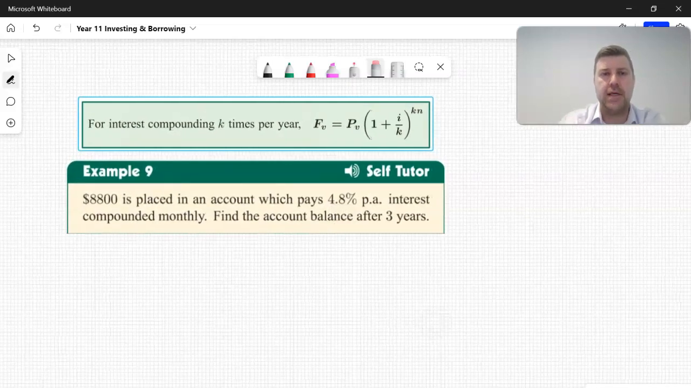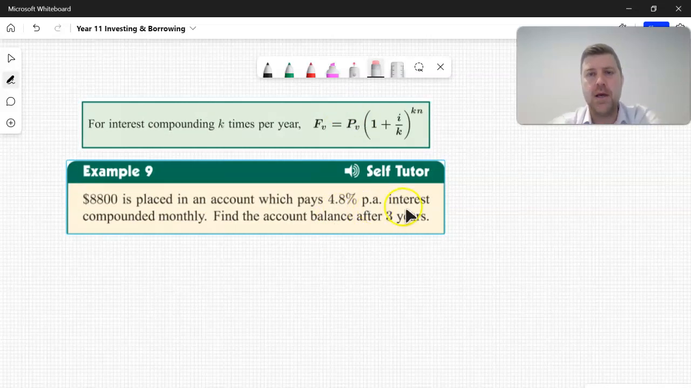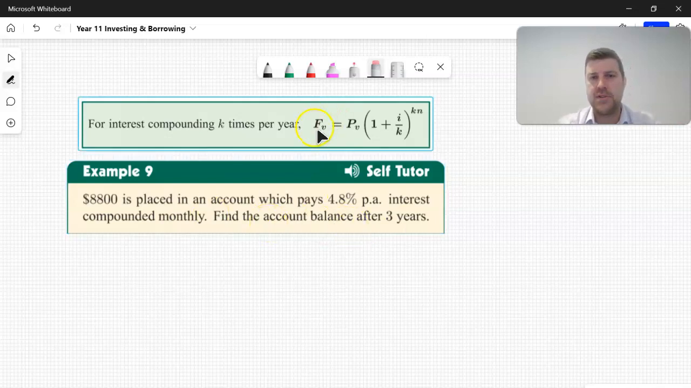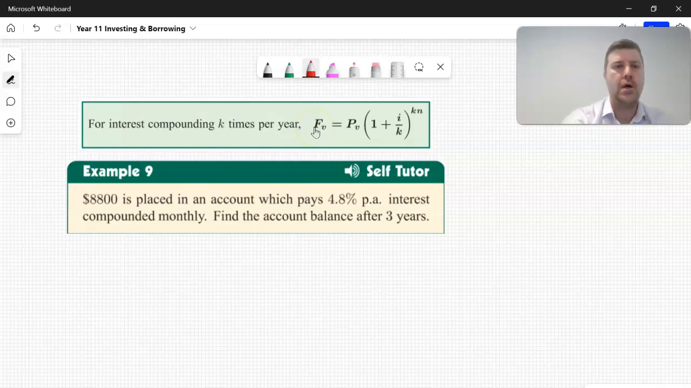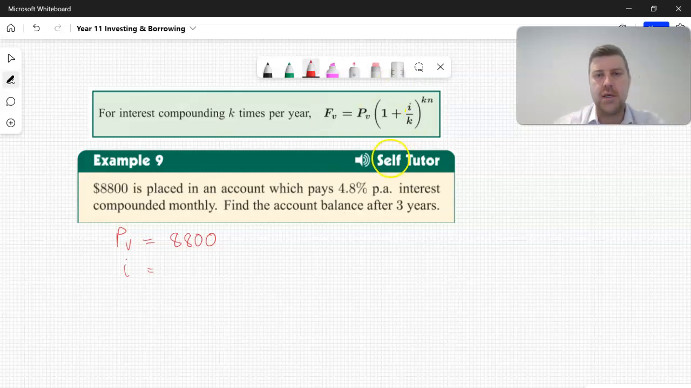$8,800 is placed in an account which pays 4.8% per annum interest compounded monthly. Find the account balance after 3 years. So again, we're going to work out the account balance, which is the final or future value. We do know the present value, which is $8,800. The interest rate per annum is 4.8%.